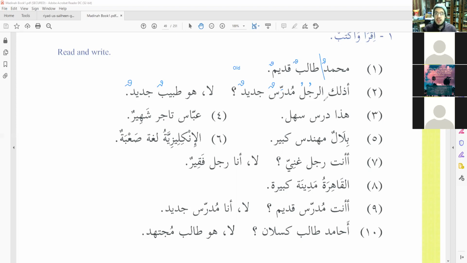Good. Now let's think about the translation. How do we know that it is "that man the new teacher" or "a new teacher"? How can we tell? The tanween. Yes, exactly. Because it has tanween, we know it is a new teacher out of many possible new teachers. And then it said, la huwa tabibun jadid. No, he is a new doctor. Really good. Excellent work. Moving on to number 3.